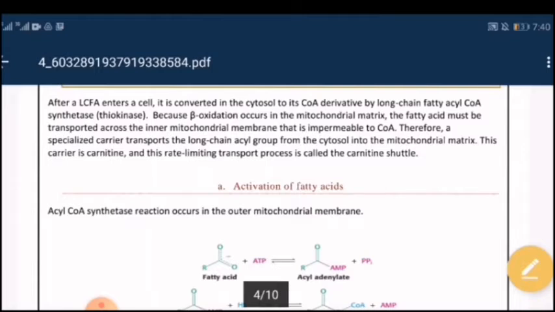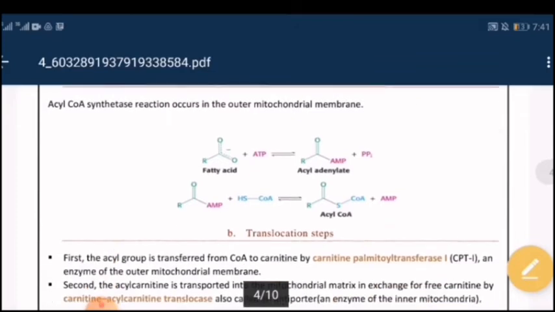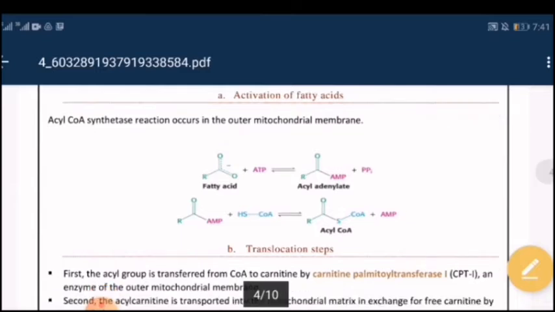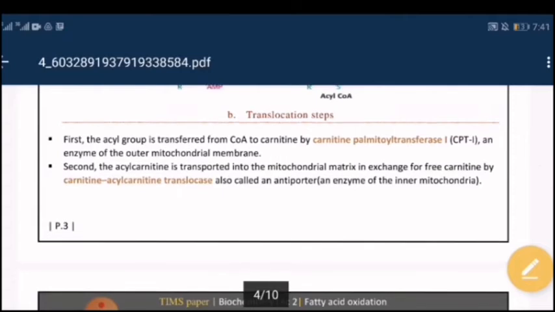Remember, the carrier is known as carnitine, and this rate-limiting transport process is known as the carnitine shuttle. It's rate-limiting because it can be regulated. This is how activation, or addition of CoA, was done. And here are the translocation steps.